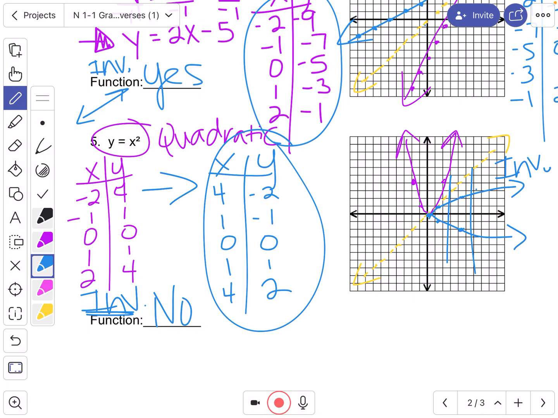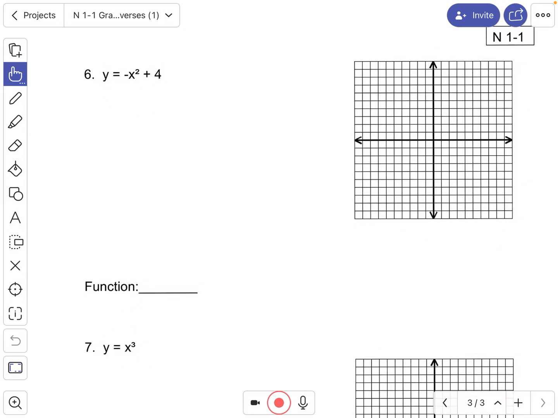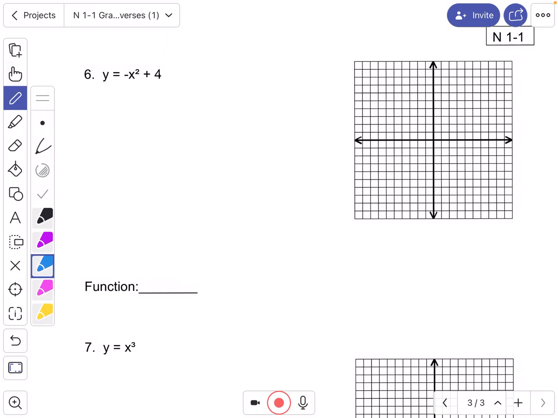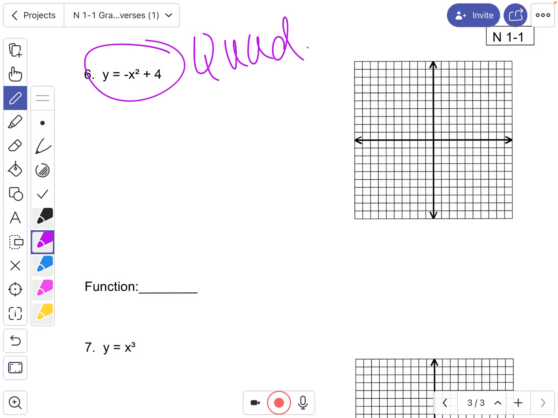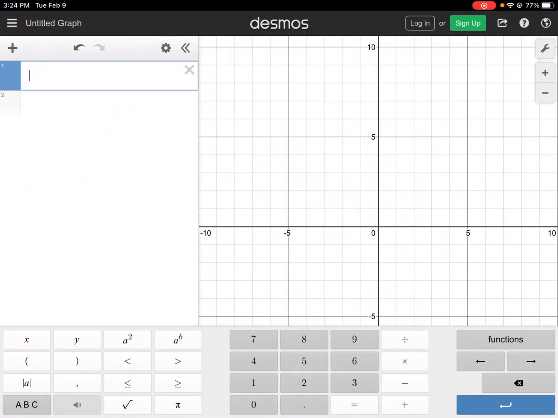Okay, so let's take a look at the back. So notice this one is also quadratic because it has an x squared. We know it's going to be a parabola on our graph. You can plug it into your calculator or Desmos. So y equals negative, remember just use the subtraction sign, x squared, I'm using the a squared button for the squared, plus 4.